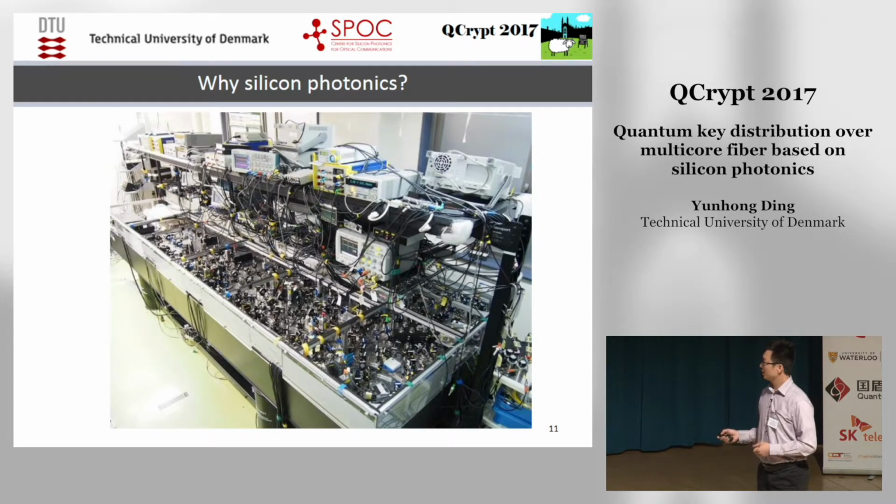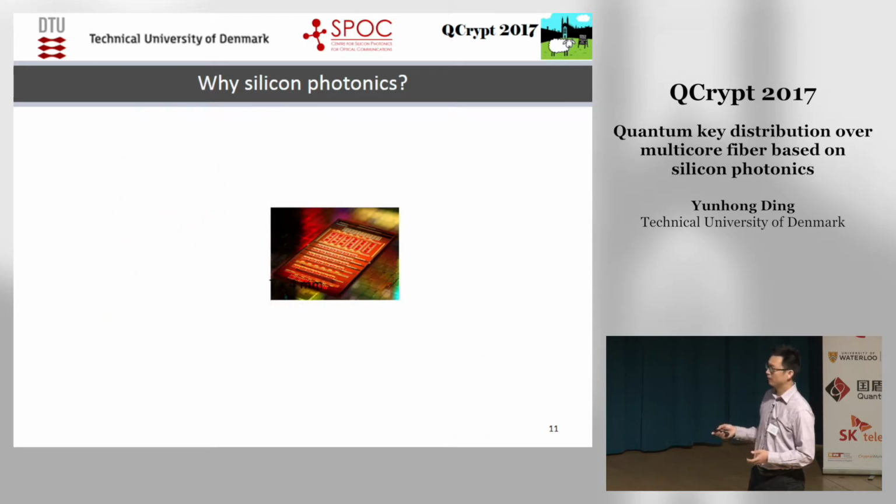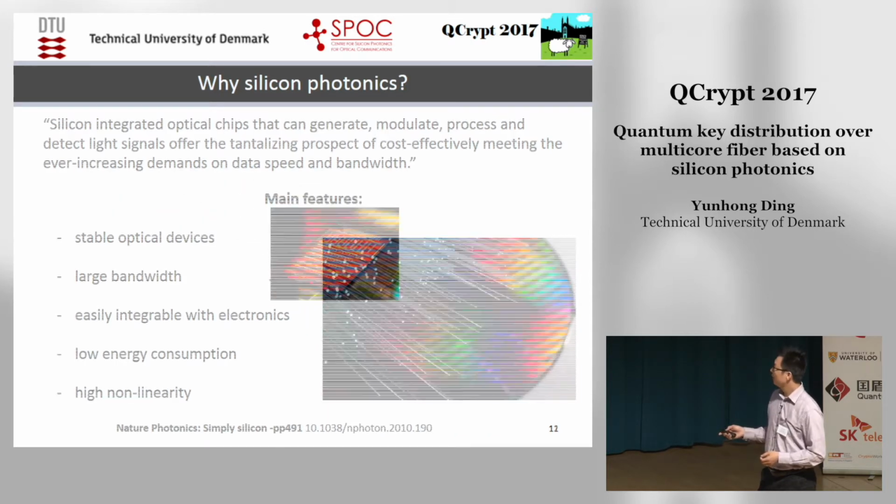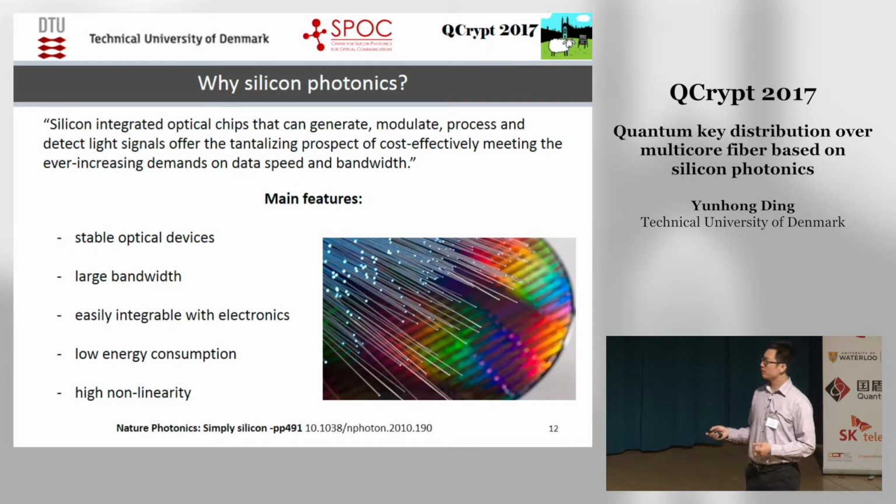The traditional approach is free space components-based quantum technology. It has demonstrated very successful results. Of course, here is an extreme case of a free space components-based quantum system. But the power of silicon photonics is that we could integrate basically everything in a small chip with very large bandwidth, with good stability, and it's also very easy to integrate with electronics.